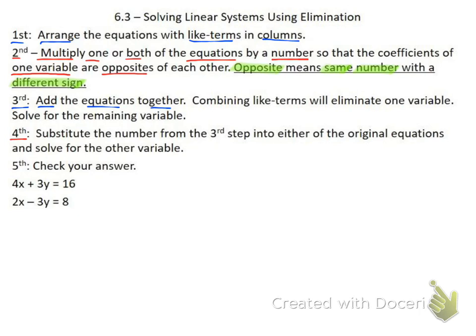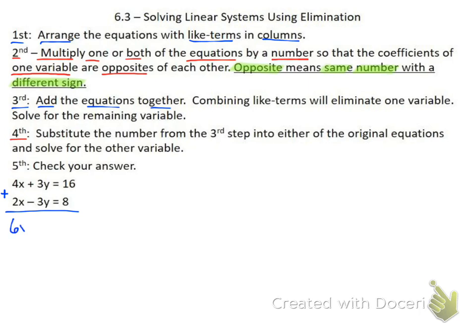So with the first one, it's pretty easy. The very first thing, make sure that my x's are in the first column, y's in the second column, then numbers in the last column. So x's, same column, y's, same column, numbers, same column. What you'll notice is my y's are already opposites of each other. They are both 3's, one positive and one negative. So I can actually skip my second step and just add my equations together.